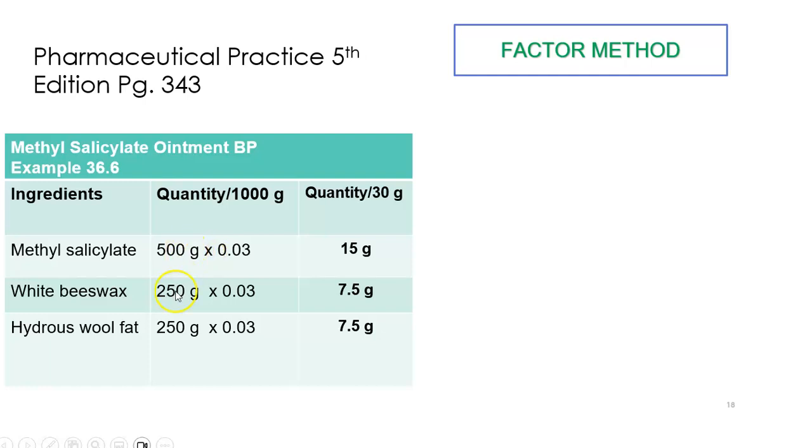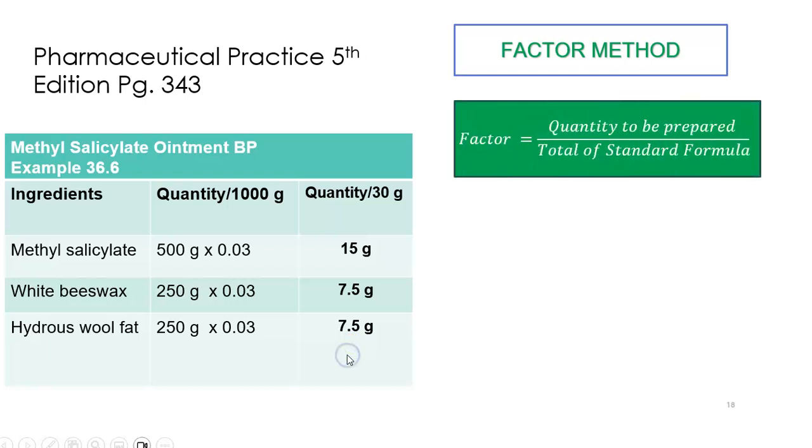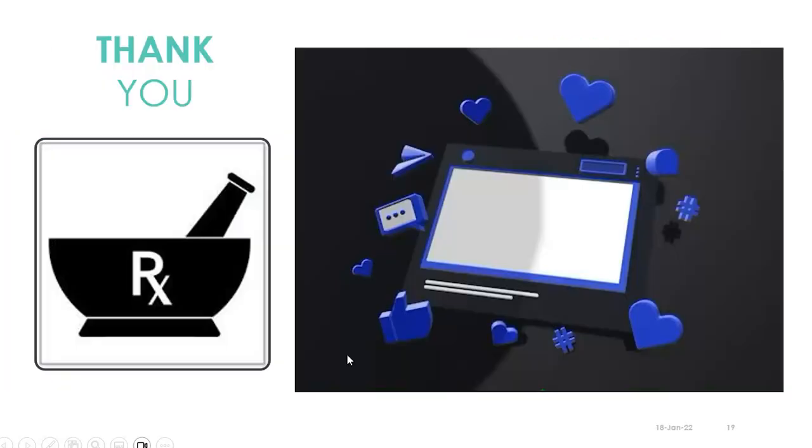So here, all of the numbers in the master formula are being reduced by a factor of 0.03, and so this is my answer here. And if you look at the pattern, the numbers speak for themselves. 500 is half of 1,000, 15 is half of 30. 250 is a quarter of 1,000, 7.5 is a quarter of 30. And so you can actually tell if you are doing the correct thing.